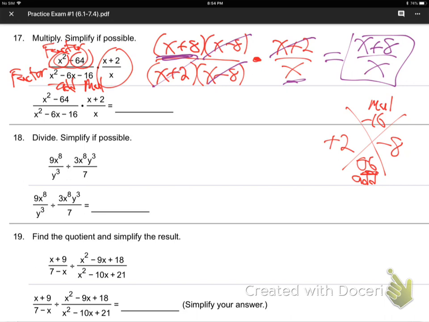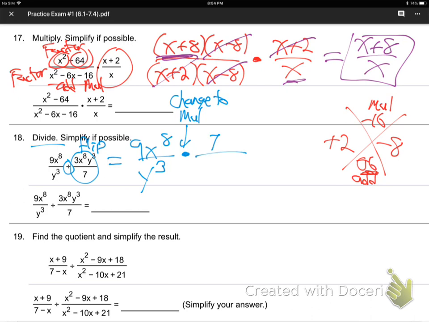Now on number 18, that one is divide. This will divide someone if that's too small for you to see. What do we do on divide? We flip the one on the right. So we keep the one on the left as it is. We change to times. Change to multiply, and we flip the one on the right. 7 goes in the top, 3x to the 8th over y to the 3rd goes bottom. Why? Because dividing is upside down multiplying. So we just flip it to upside down multiplying, change to multiplication.